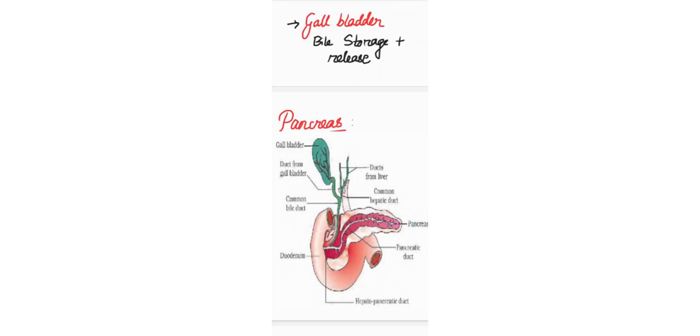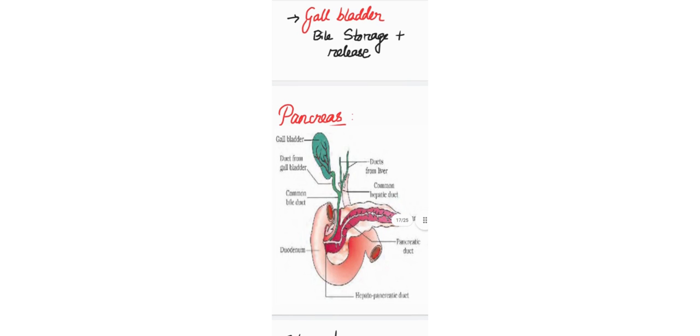Here we see the diagram. The gallbladder gives rise to the cystic duct. The two lobes of the liver give rise to the right and left hepatic ducts. The right and left hepatic ducts join to form the common hepatic duct, which is later joined by the cystic duct to form the common bile duct.